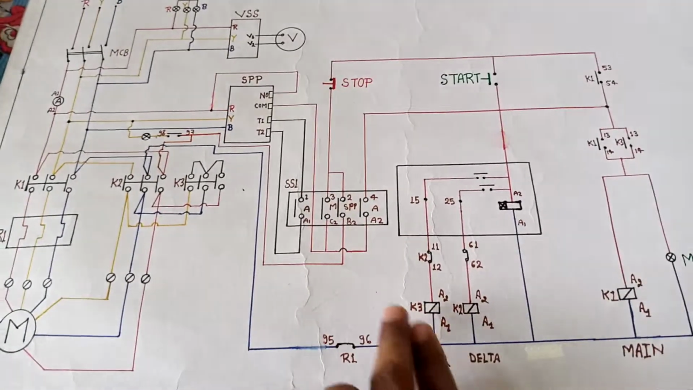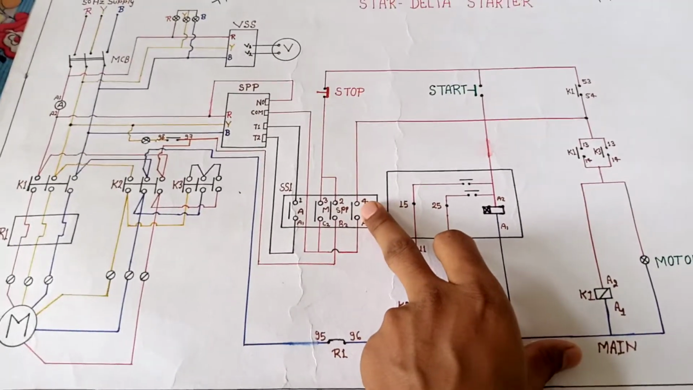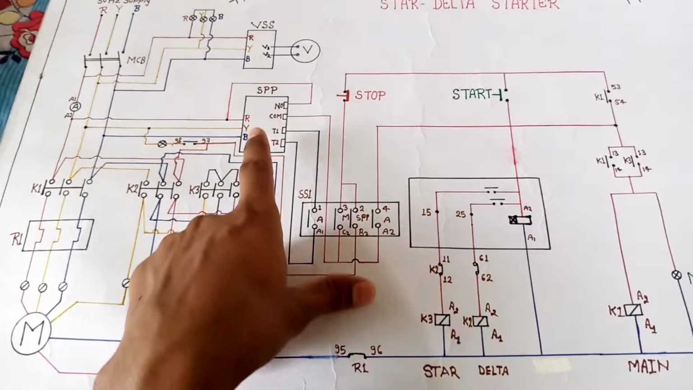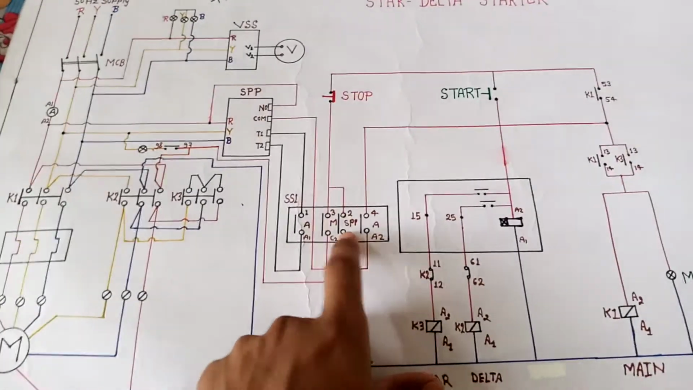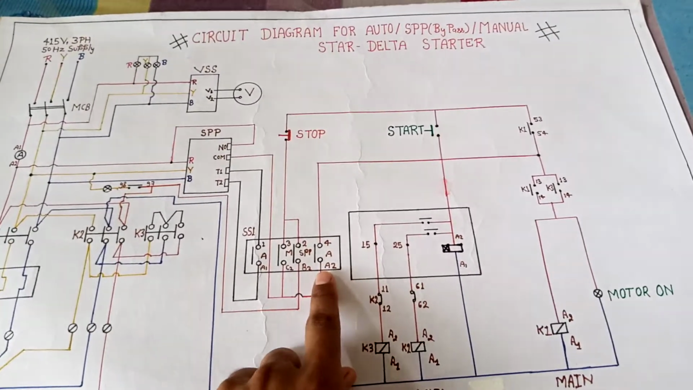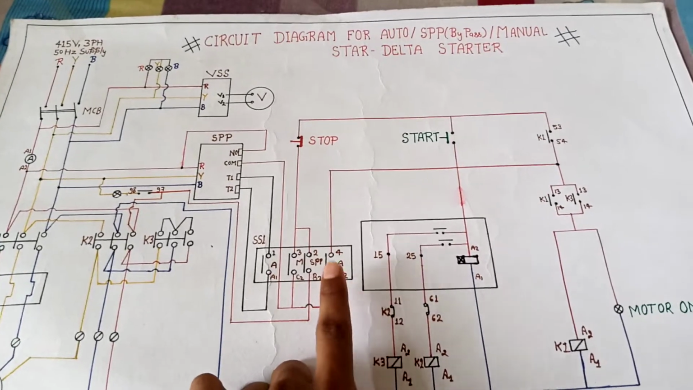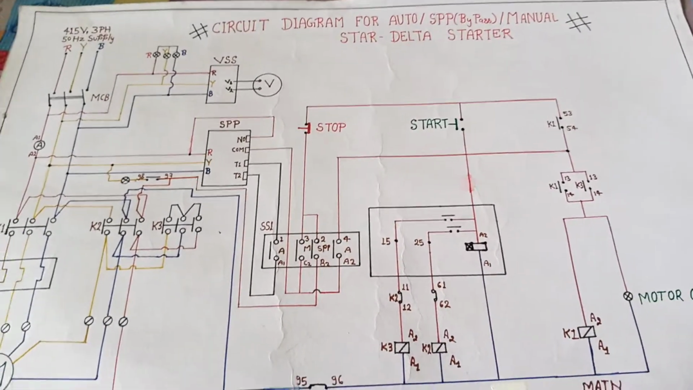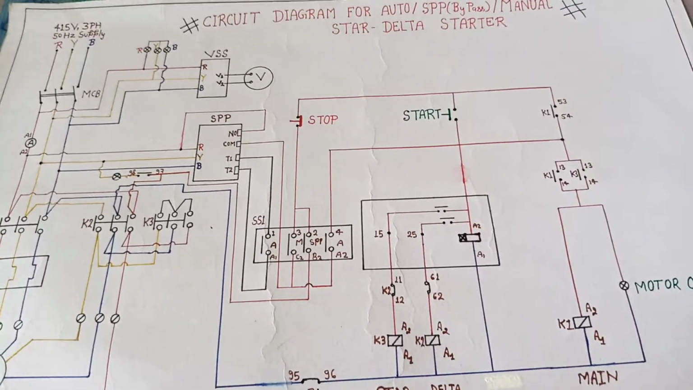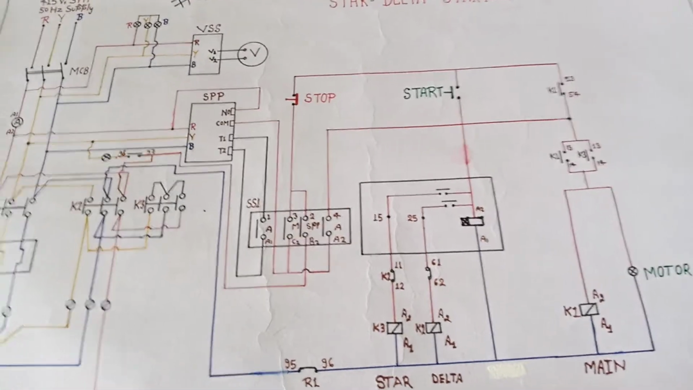Now we study if we selected our starter automatically, then this terminal is closed. We know that in manual and automatic modes our SPP works, but in SPP bypass our SPP does not work. Now we selected our starter in automatic mode, and we know that in automatic mode we don't need to press any start button. Our starter gets supply after selecting the mode without pressing any key.